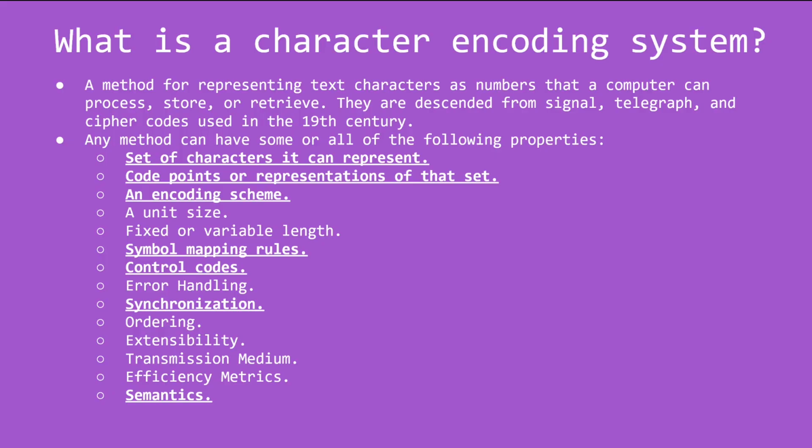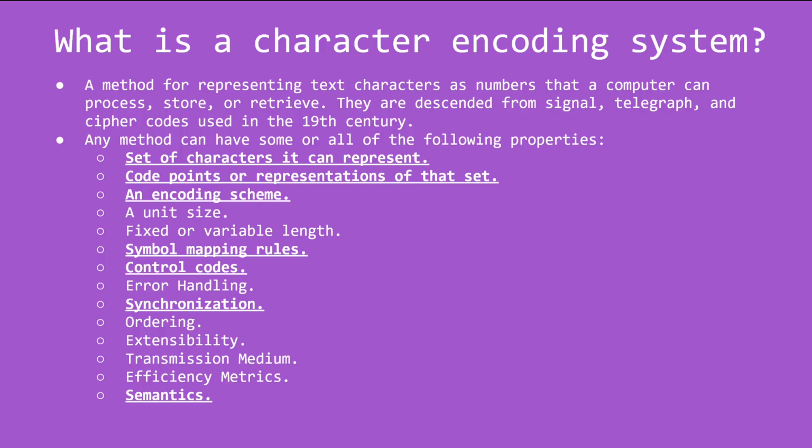Just about any method's going to use at least some or all of these properties. The set of characters it can represent, that has to be a finite set, obviously. The code points or representations of that set, something's got to represent that set of characters in the system. You've got some kind of encoding scheme for how that works. You could have a unit size too. It could be fixed or a variable length too.